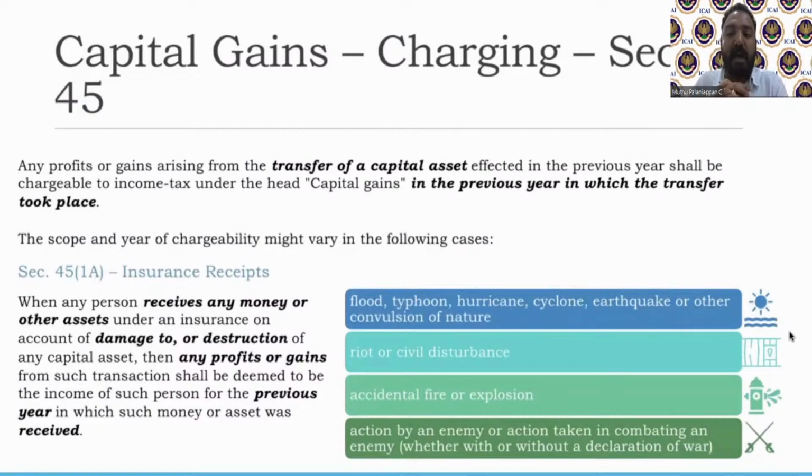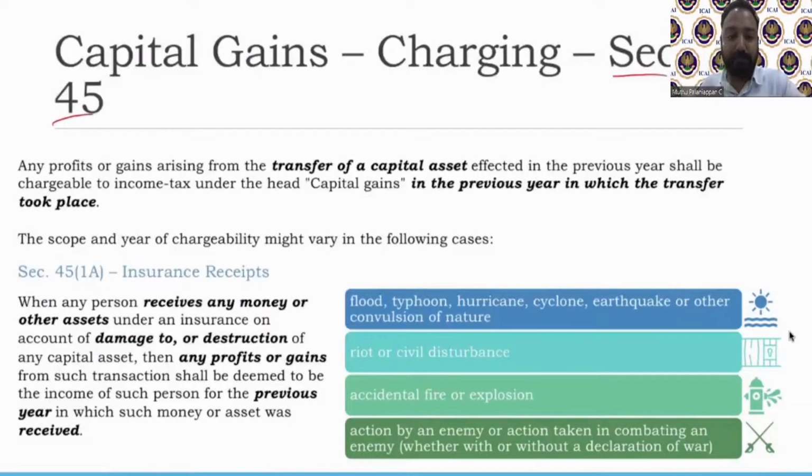The next concept is the charging section. The Income Tax Act requires a charging section to tax something, to charge something as income. What is very important is the charging section. We said in salary it is section 15, and in PGBP it is section 28. In capital gains it is section 45. So the capital gains charging section is section 45.